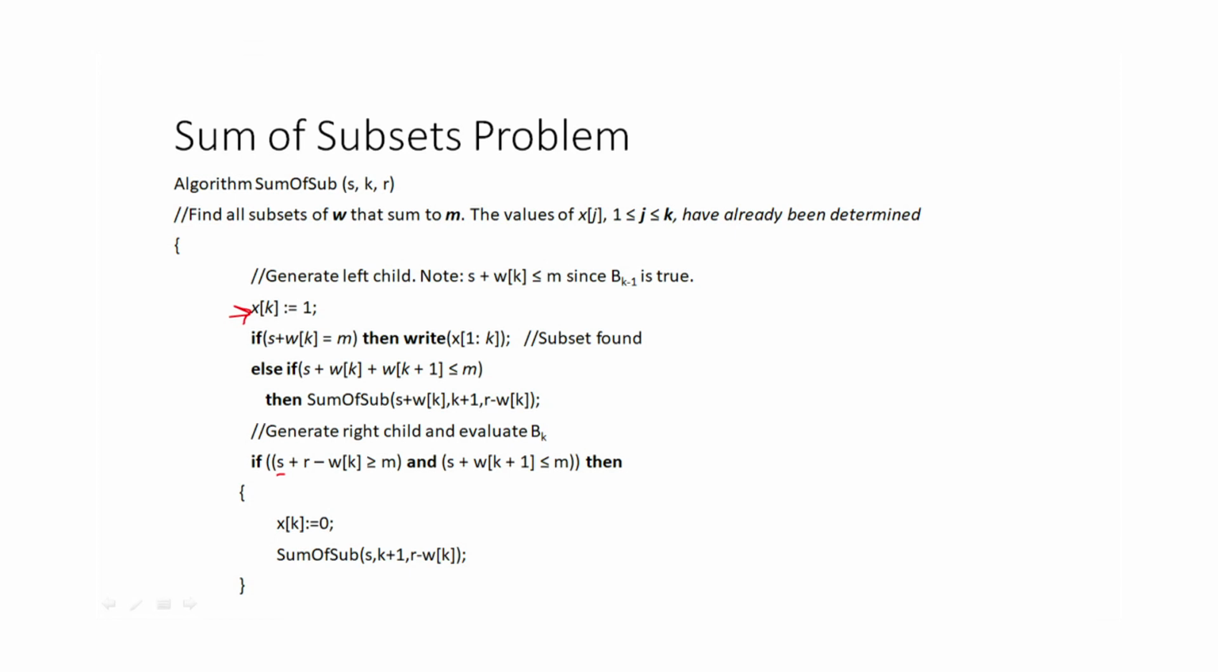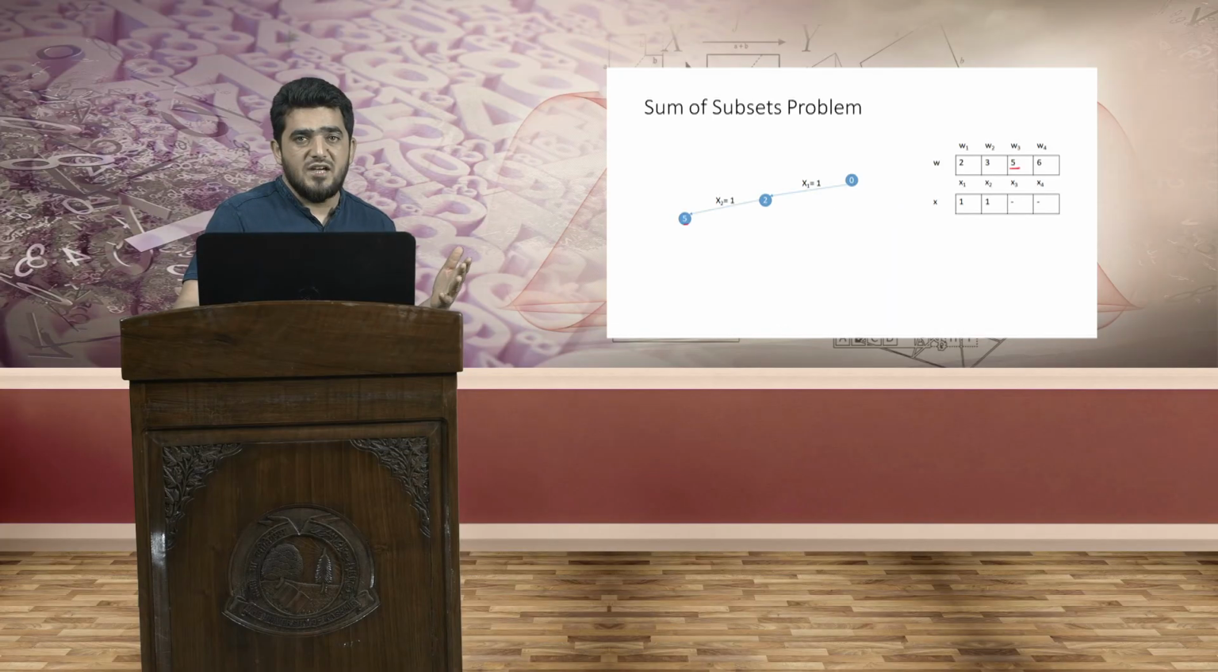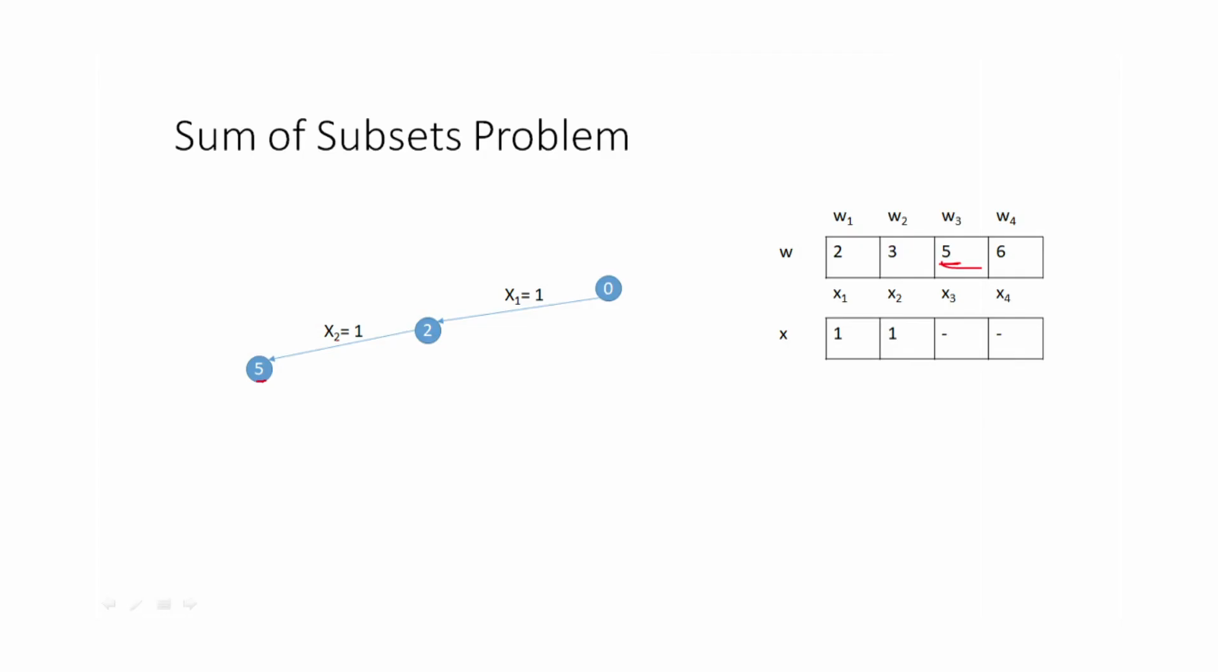For example, the sum of the weights so far plus r minus wk, if you are not considering this current node, has to be greater than or equal to m, and the sum of the weights so far plus the immediate next weight has to be less than or equal to m. So in this example, let's suppose k so far is 2. A left child cannot be generated, and the same way a right child can also not be generated, because the sum so far is 5, and if we are not considering, for example, this x3, 5 plus 6, the remaining weight is 11, sum so far is 5.